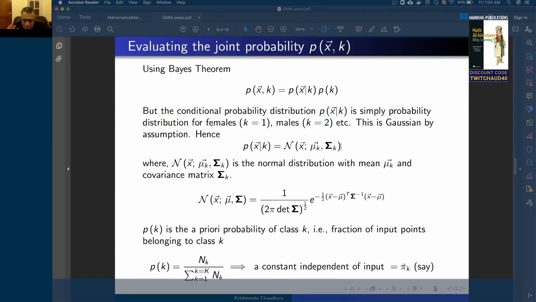In problem 1, and similarly in problem 2, we have pi 1, pi 2, pi 3. These are independent of input, and those we can also estimate. So we can estimate both p of x given k and p of k, which means we can estimate the joint probability.